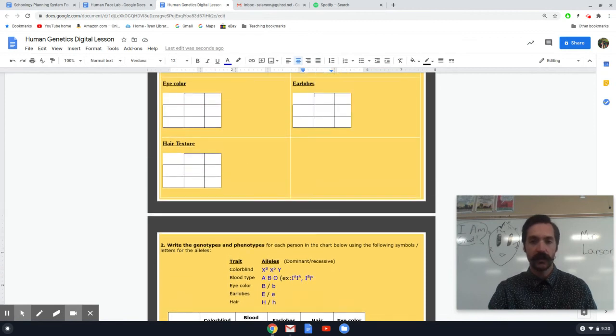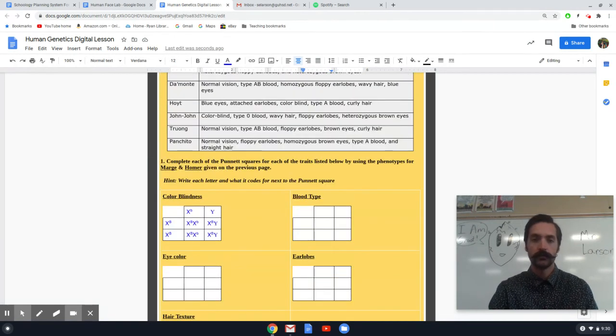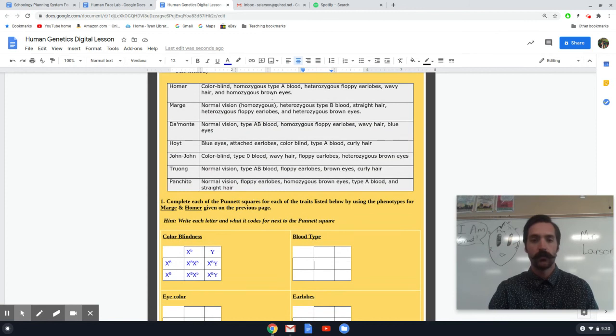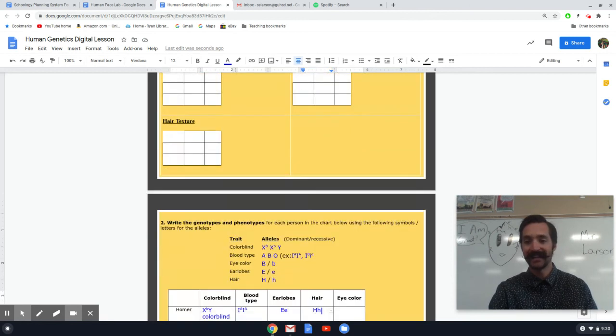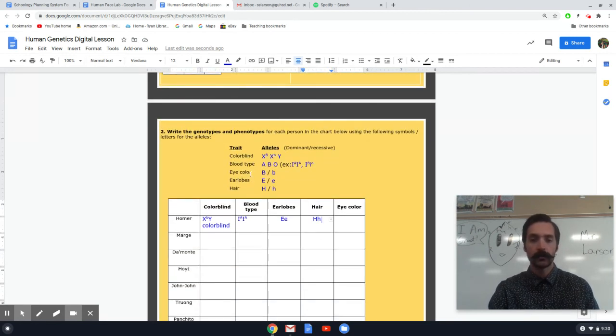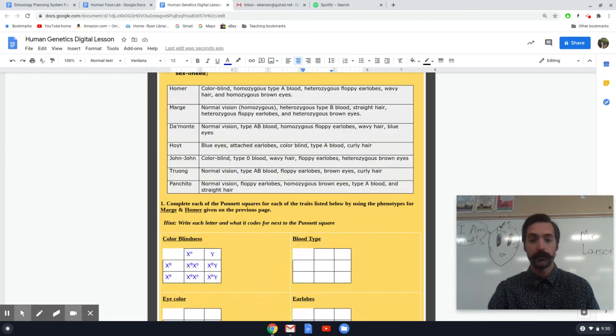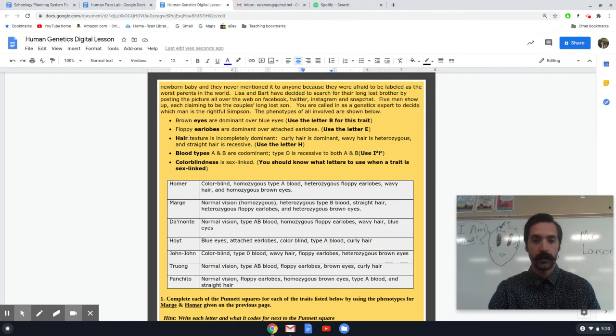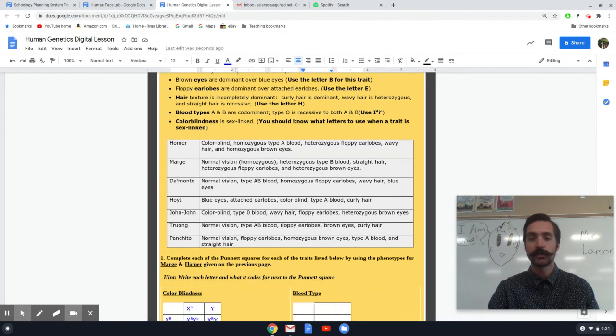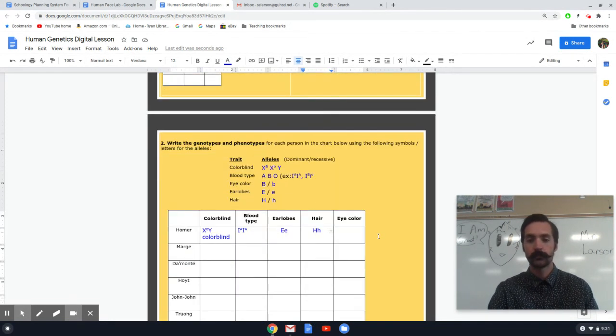And last but not least, we have eye color. Eye color means looking at that last section. He has homozygous brown eyes, and homozygous means it is the same. Brown eyes are dominant over blue eyes. So Homer has brown eyes, meaning he has two capital letter Bs, or two dominant alleles, since they are homozygous. So you're going to have two capital letters representing that brown eye phenotype.